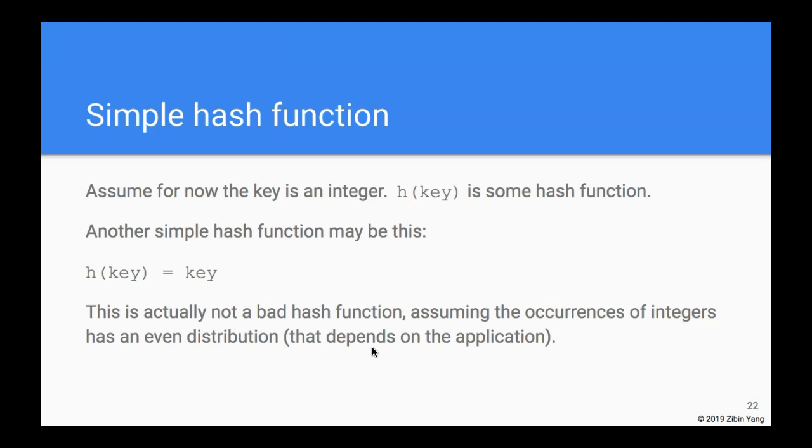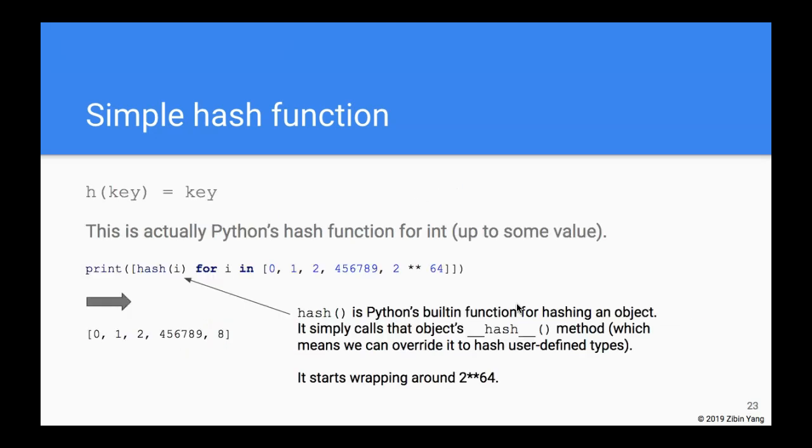Another example of a hash function, at least for integers, is just the integer itself. Despite its simplicity, this is actually not a bad hash function, but that would depend on the occurrences of the integers, right? If all the integers occur with equal probability, then this is actually a very good hash function, because it's already evenly distributed. And as a matter of fact, this is how Python hashes its integers.